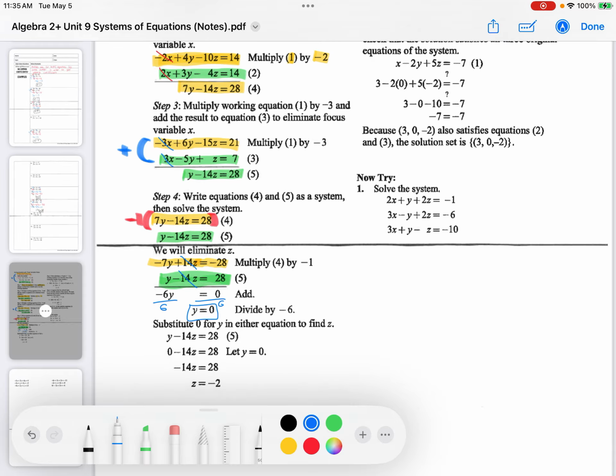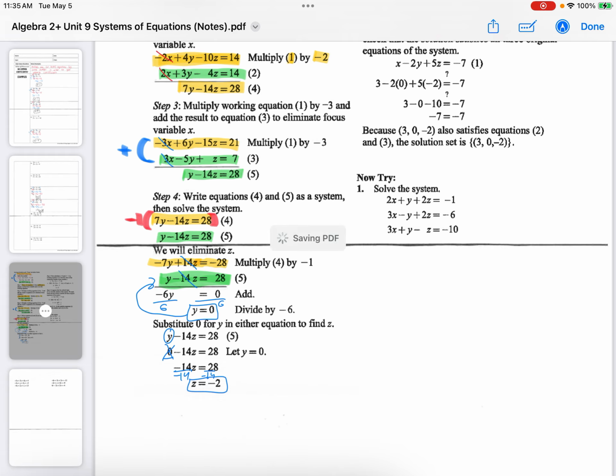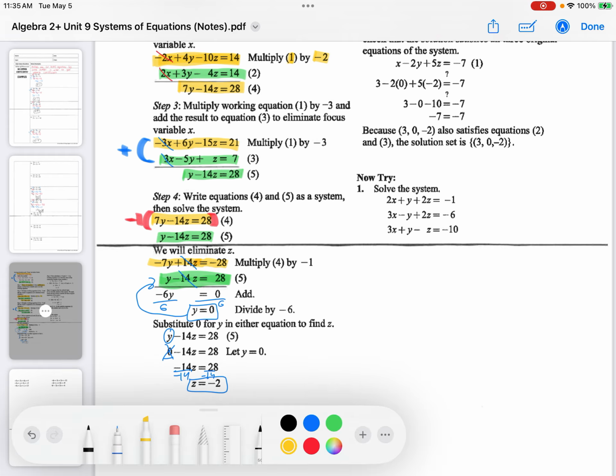And now that we know that y equals 0, just as we've done before, we can substitute it back into one of the equations. So it looks like they substitute that into this equation right here to say that for y, it would be 0 minus 14z equals 28. That cancels itself out. Divide by negative 14, and now we know that z equals negative 2. So now we've got 2/3 of our answer. We now know that y equals 0 and that z equals negative 2.